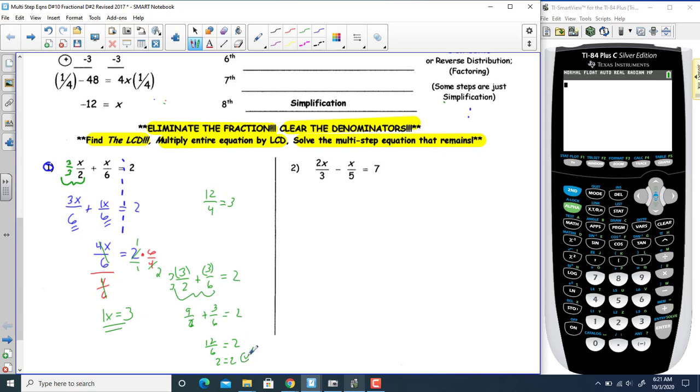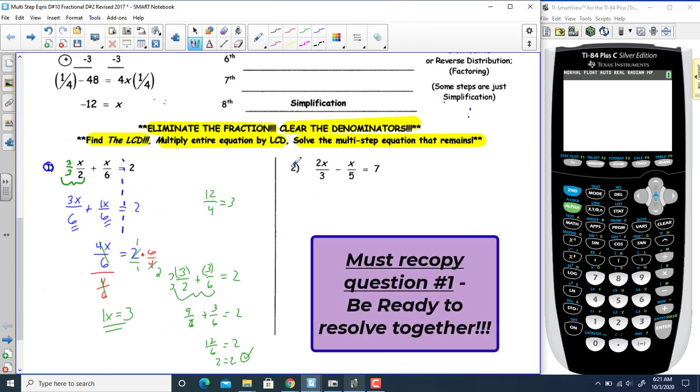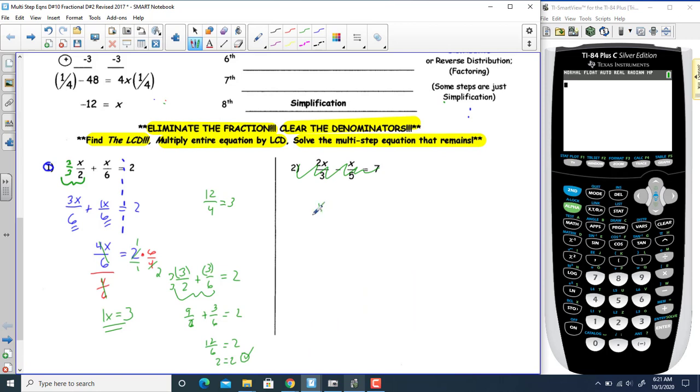Therefore, the value of x that makes the expressions equivalent for question number 1 is x equals 3. I'm going to do that question again. So in the workspace for question number 2, I'm just going to recopy question number 1, and I'm going to show you an alternative way to do it that is a little more mathematically efficient, and it's going to allow us to solve some of the more complex equations on the back of the worksheet.